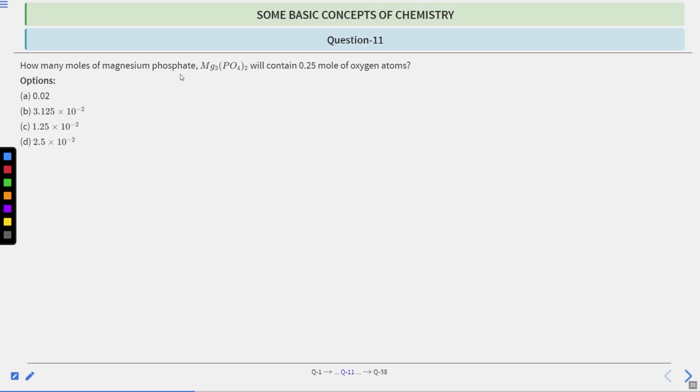How many moles of magnesium phosphate, that is Mg3(PO4)2, will contain 0.25 mole of oxygen atoms? Options are 0.02, 3.125 into 10 to the power minus 2, 1.25 into 10 to the power minus 2, 2.5 into 10 to the power minus 2. You have 10 seconds to solve this question by yourself. After that, we will solve this question.